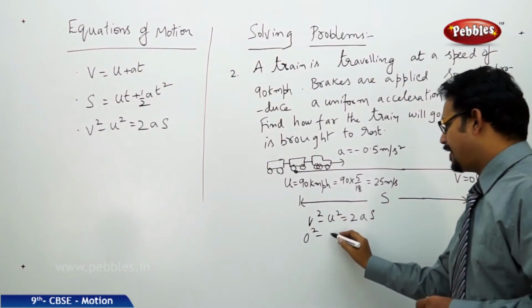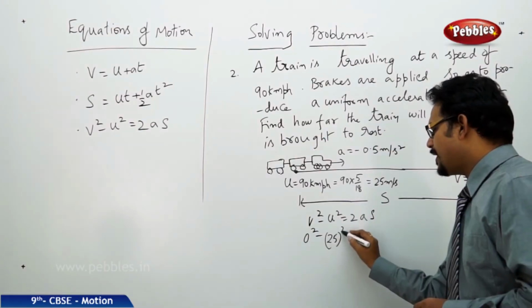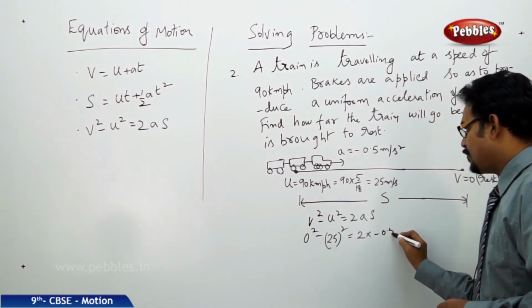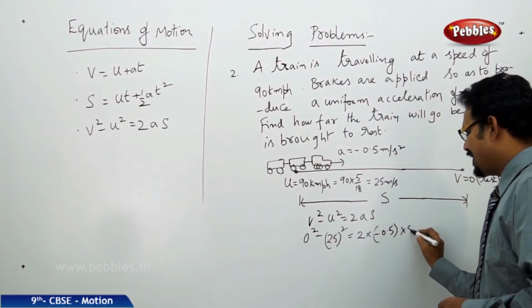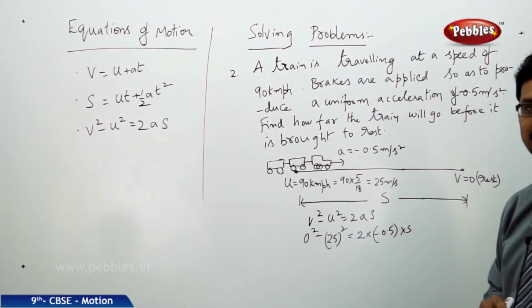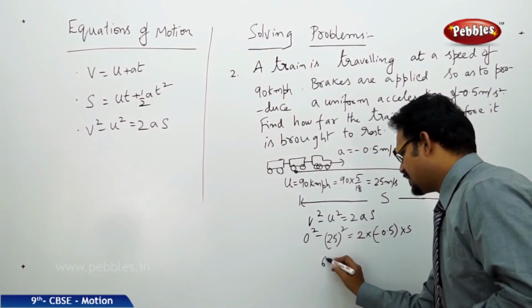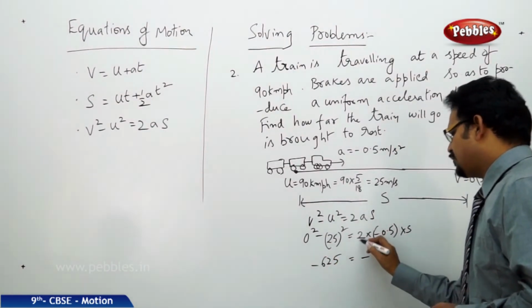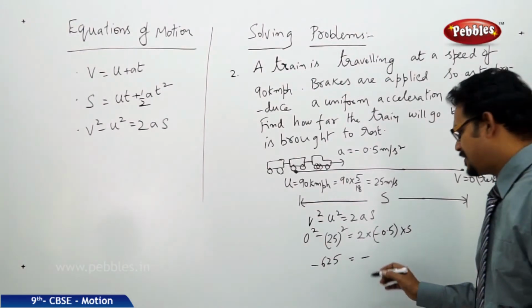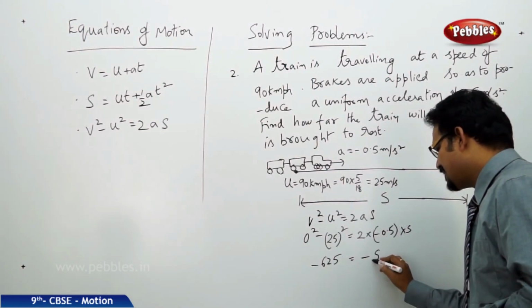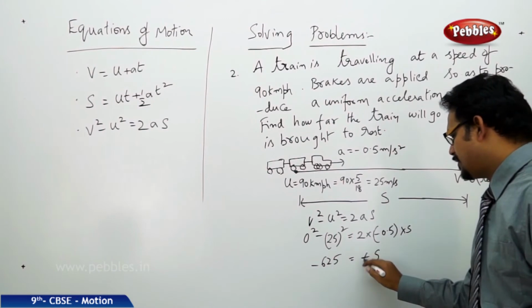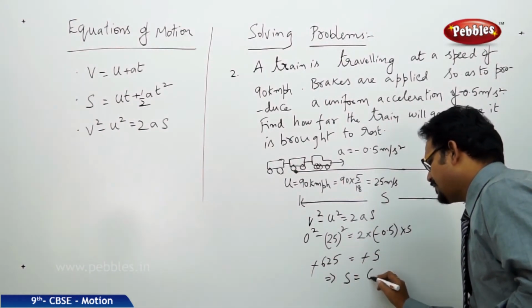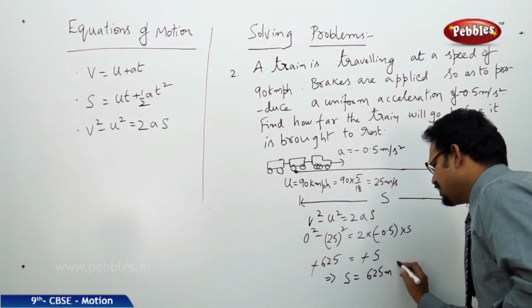So come back to u square. It is 25 square equals 2 into negative acceleration, minus 0.5, into s. In this case, you need to find s. So 25 square is 625, and 2 into 0.5 is 1, so 1 into s is s. The negatives cancel, so the answer is: distance traveled equals 625 meters.